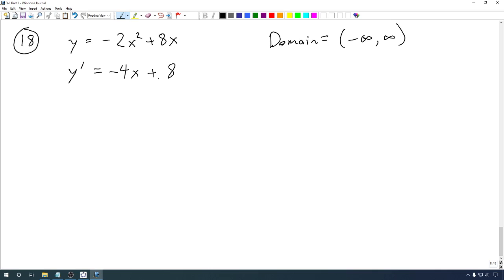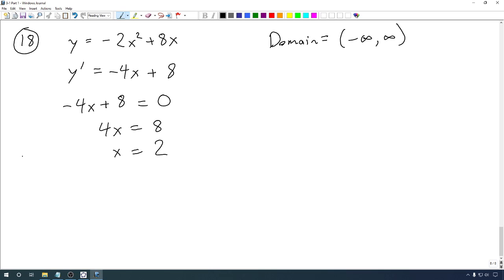We want to know from this, where does the derivative equal 0, or where does the derivative not exist? Now, in this particular case, our derivative is a polynomial. It always exists, so we don't really have to worry about that portion on this problem. But we do have to worry about when the derivative equals 0. When is negative 4x plus 8 equal to 0? Well, we have to solve. I'm going to bring the 4x to the other side. So basically, 4x has to equal 8, or in other words, x has to equal 2.